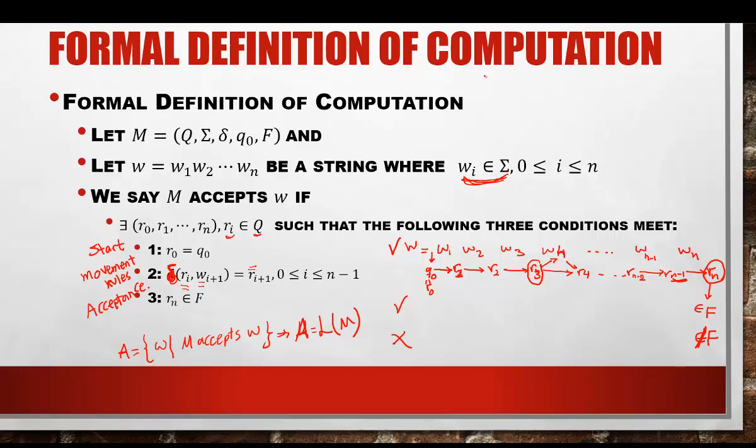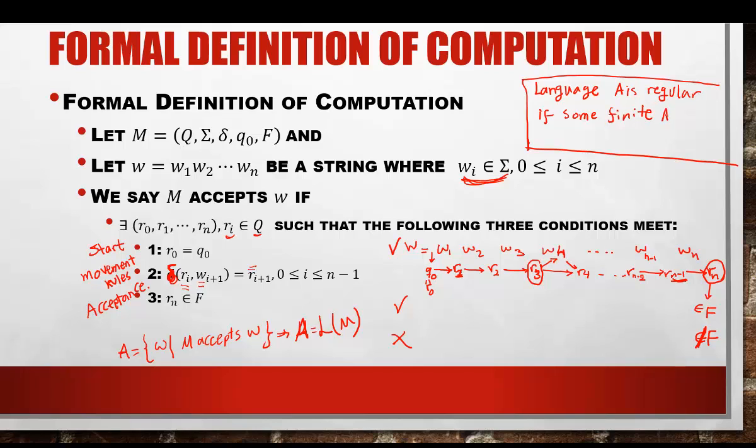Now, the next definition that we have here is the definition of a regular language. We say a language is regular if some finite automaton recognizes it. This will become an important definition for us. Let me just write it down up here. Now that we have the definition of computation, we say that language A is regular if some finite automaton recognizes it.